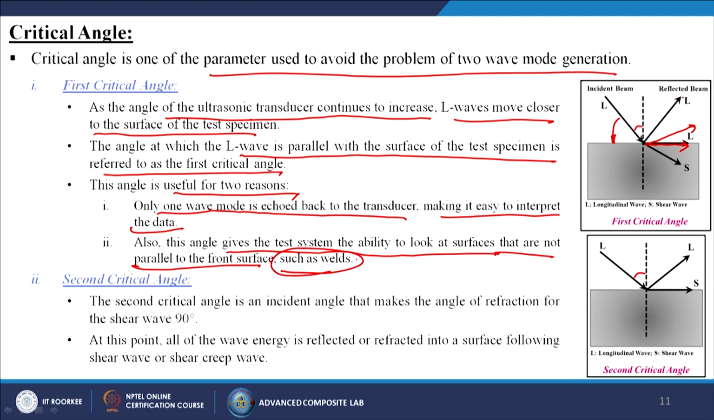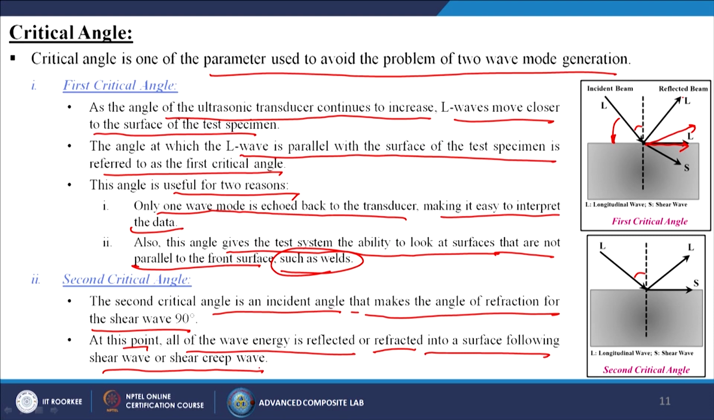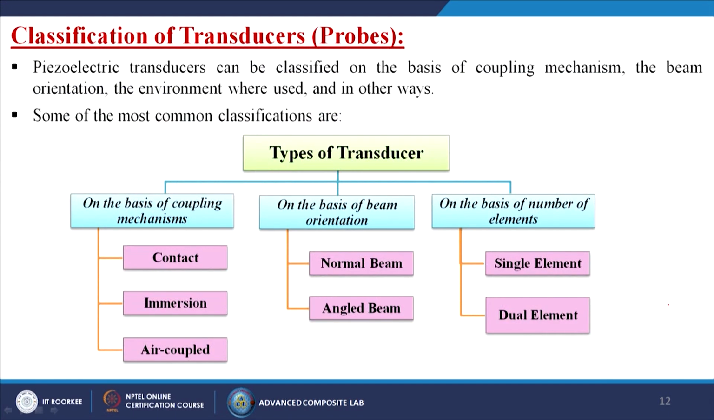Now come to the second critical angle. The second critical angle is an incident angle that makes the angle of refraction for the shear wave 90 degrees. At this point all the wave energy is reflected or refracted into a surface-following shear wave or shear creep wave. You see the L wave is coming in this particular case, but the shear wave is passing along the surface of the system itself.